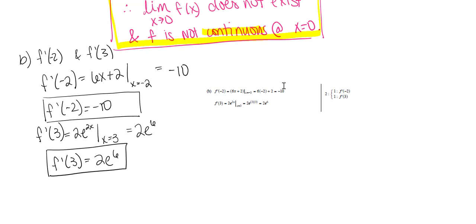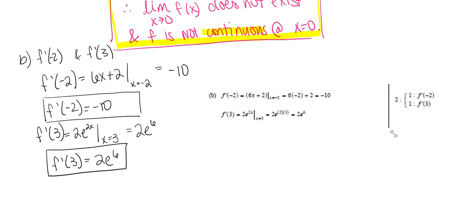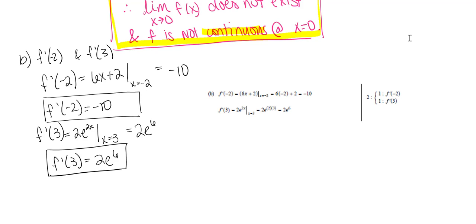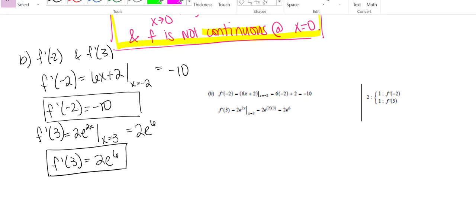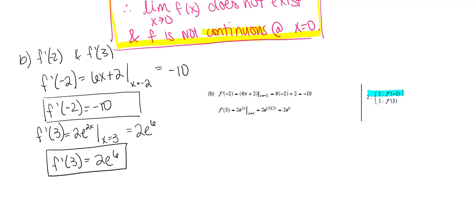Our key right here says that we get 2 points for this guy. We get 1 point for getting the correct answer for f prime of 2 and another point for getting the correct answer for f prime of 3. We are good to go.